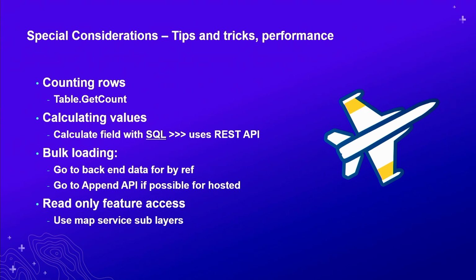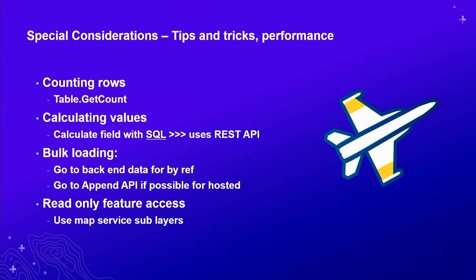So, if you need to get a count of rows, use table.getCount. It uses a much more efficient REST request to the server to retrieve the count info. This will work and perform much better than counting rows via search cursor. For calculating values, use the Calculate Field GP tool. And when you do this, use the SQL option. Using the SQL option pushes the calculate to the server rather than doing it client-side a row at a time in Pro.